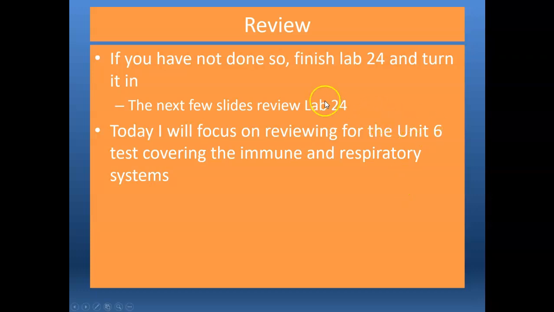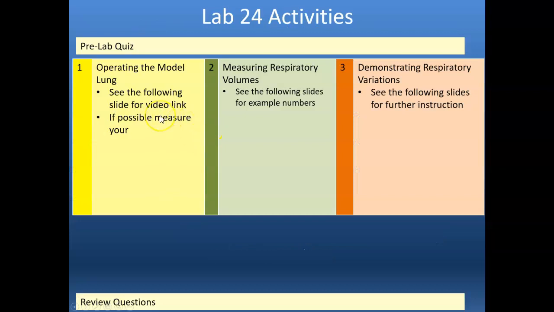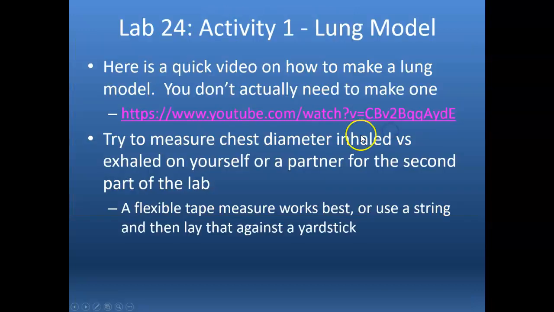Next few slides go back over Lab 24, and we'll focus on reviewing the Unit 6 test, covering immunity and respiratory systems. So the objectives, again, you can see them on the board here. The 4 objectives for Lab 24, and then we have the different labs for Lab 24. Operating the lung model, we've got a video for that. Respiratory volumes, we've got example numbers, and then demonstrating respiratory variation. Again, you can see the following slides. So go back, make sure you do the review questions. That's the thing that we're looking for.